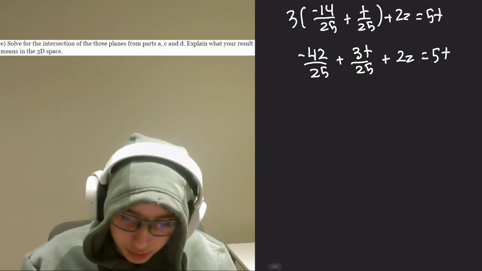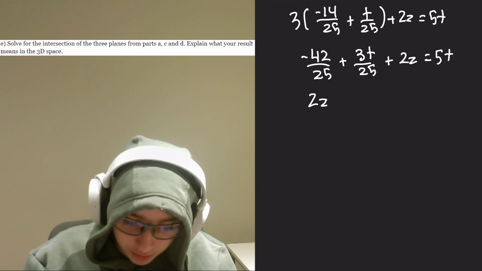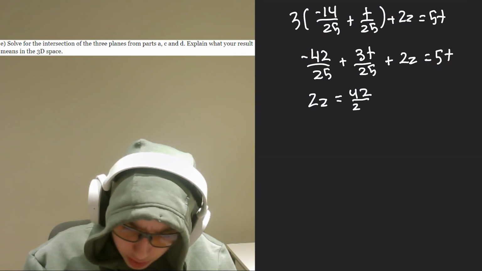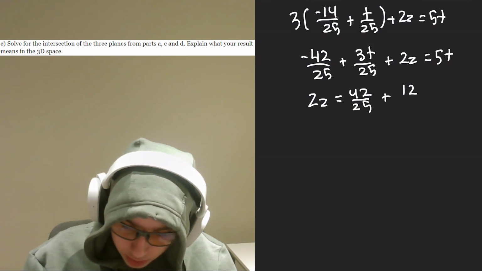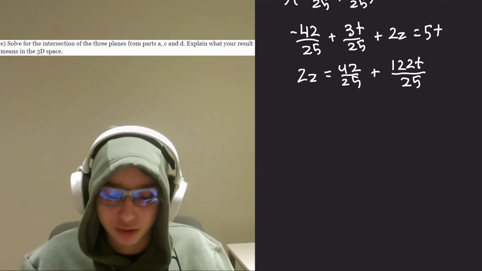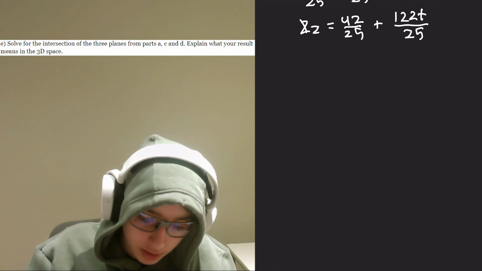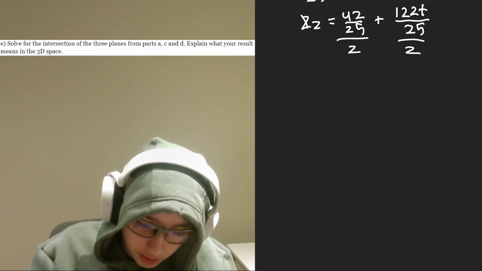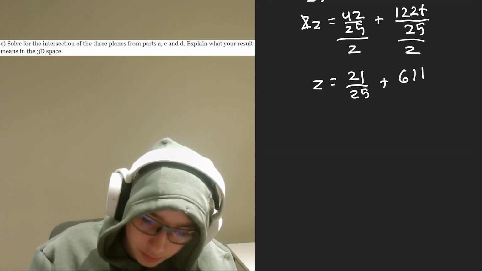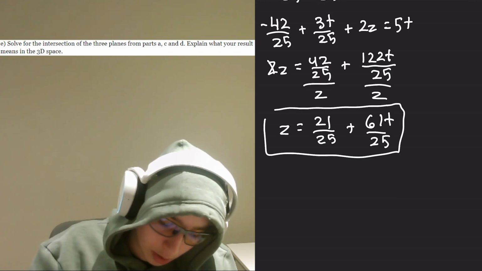Now let's combine our like terms here, and we're going to isolate for z, so we get 2z is equal to 42 over 25 plus 122t over 25. This looks really complicated, but after a few more steps it'll start to be a little more readable, so let's keep going. Let's isolate for z here, get rid of the 2, and divide both of these by 2, and that gives us z is equal to 21 over 25 plus 61t over 25. Okay, now this is another very important equation. Let's put a box around it.